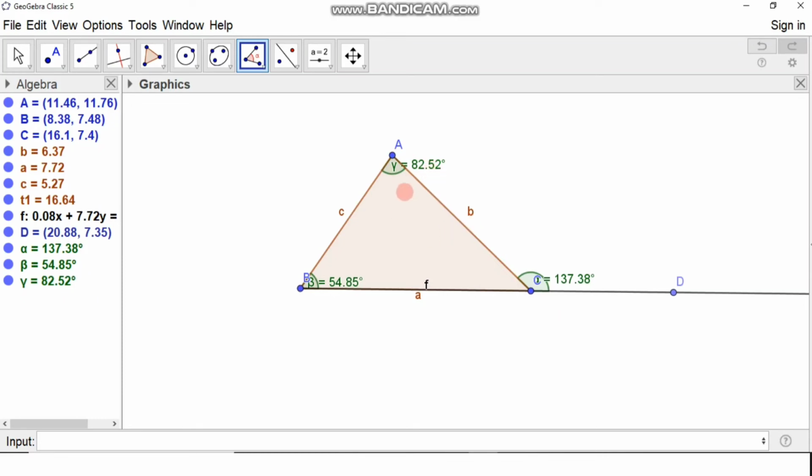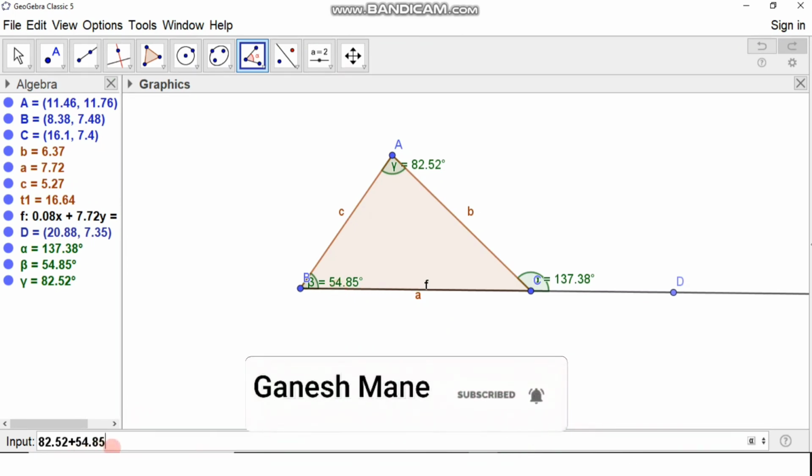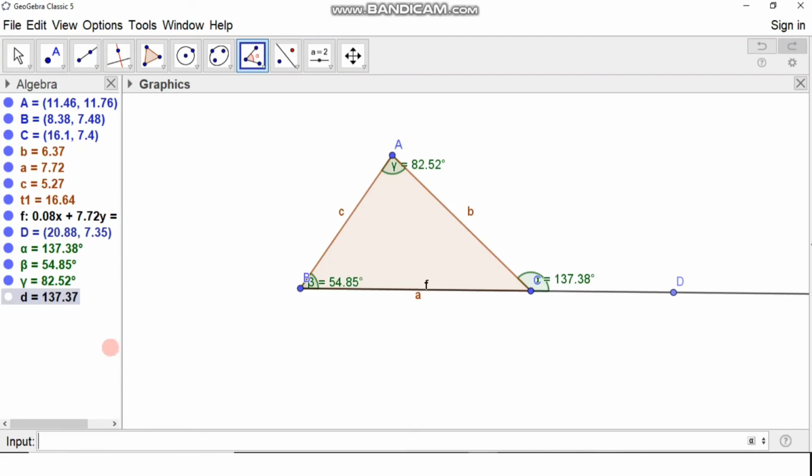Now to verify that the sum of these two remote interior angles is equal to the exterior angle, we have to add these two angles. So for that we use the input bar, in which we'll input the measures of these two angles, that is angle A and angle B. The measure of angle A is 82.52 plus we have to add the measure of angle B, that is 54.85. So if we add these two and press enter, then we'll get the sum of the measures of these two angles as 137.37 degrees, which is equal to the measure of angle ACD.